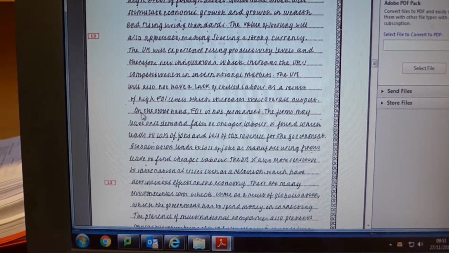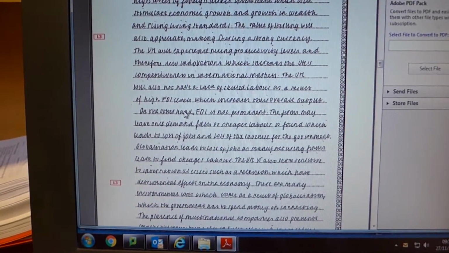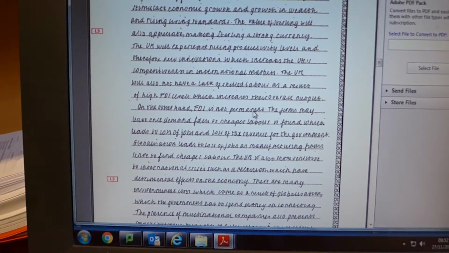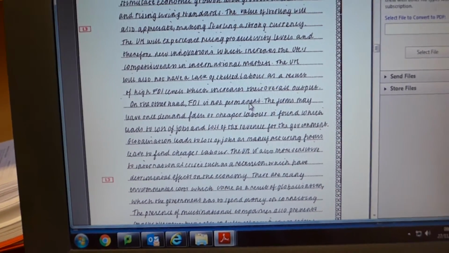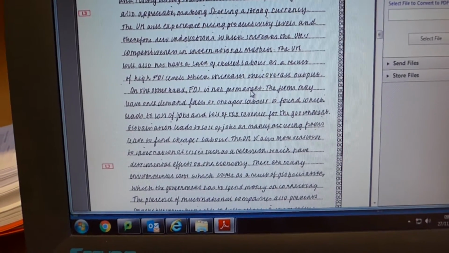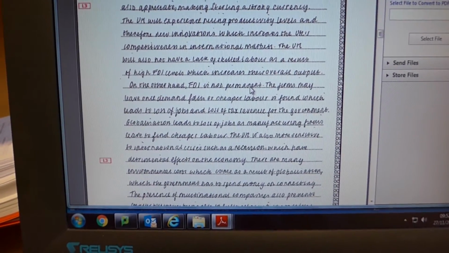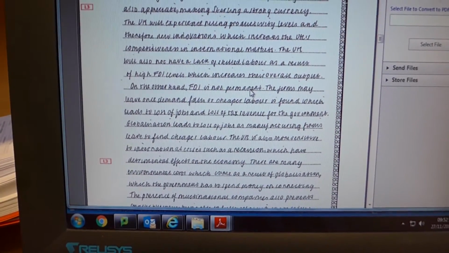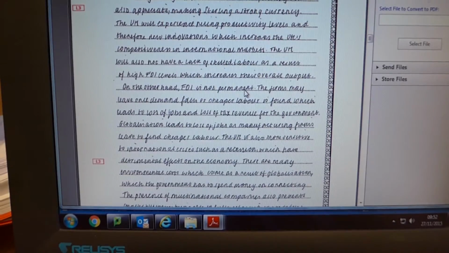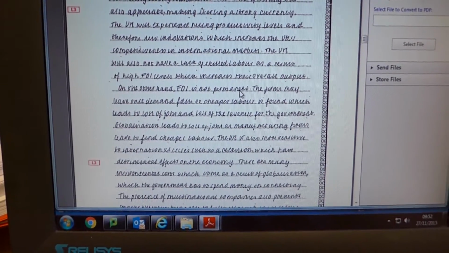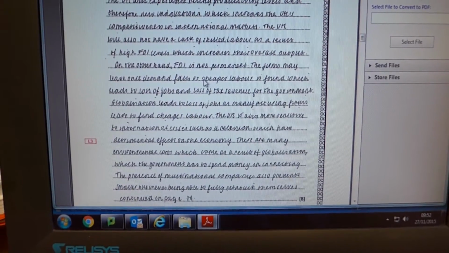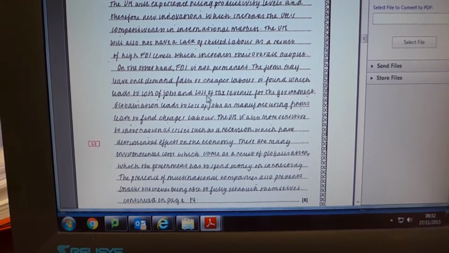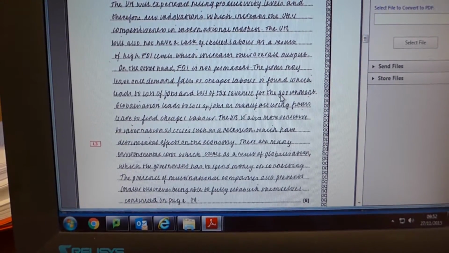Now we move into the on the other hand section, so the other side of the argument. FDI is not permanent. I've written on lots of your exam papers, FDI can be footloose, in other words, big industries, when they locate in places, if they get a better offer elsewhere, they'll just up sticks and move. So bear that in mind. The firms may leave once demand falls or cheaper labour is found, which leads to loss of jobs and loss of tax revenue for the government.